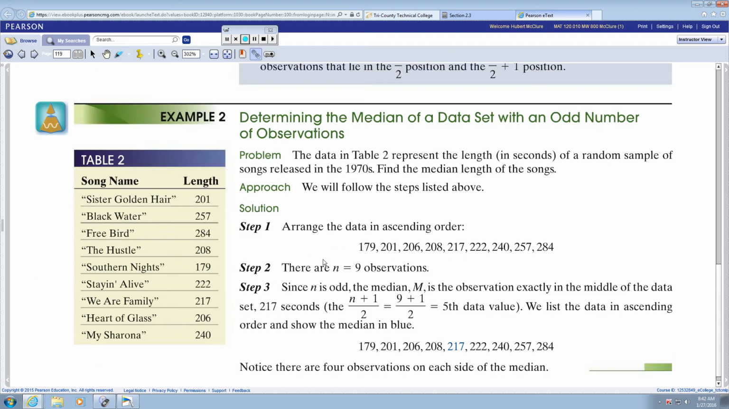And I'm not going to sit here and count 1, 2, 3, 4, 5, 6, 7, 8, 9. So the middle number is 217.